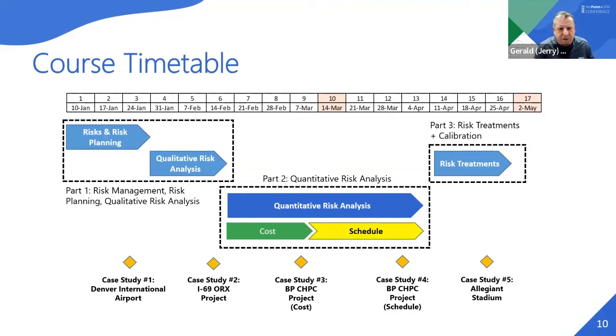Part two, which you can tell from the graphic here, was almost like 40 to 50% of the course time, was the quantitative risk analysis. And we classically went through the cost risk analysis and then schedule risk analysis, although in many cases you do schedule risk analysis first, then you do cost risk analysis, but we kind of did it backwards.